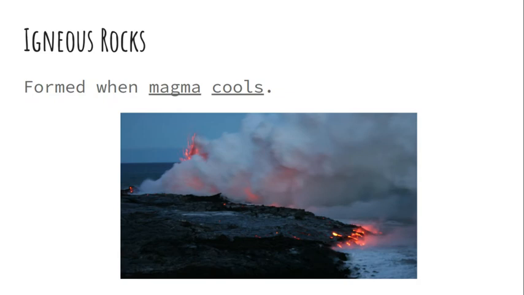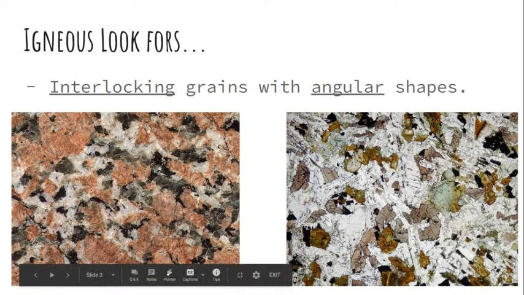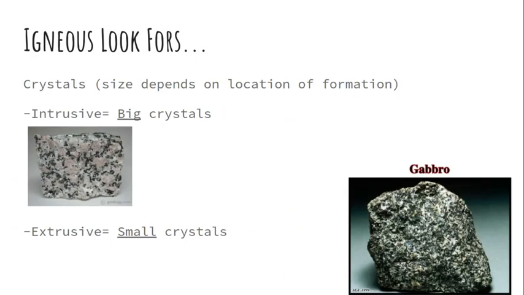Igneous rock. Just a reminder that igneous rock is formed when magma cools. All igneous rock is formed this way, when magma cools and crystallizes and hardens into rock, which means that we're looking for grains. We are looking for interlocking grains, and usually these grains have an angular shape. So here's two examples of granite, and if you see these jagged, angular grains, that's what we're looking for.